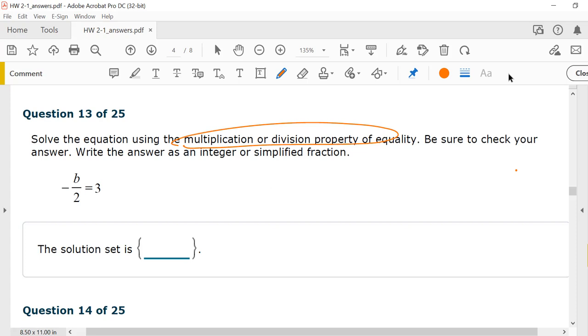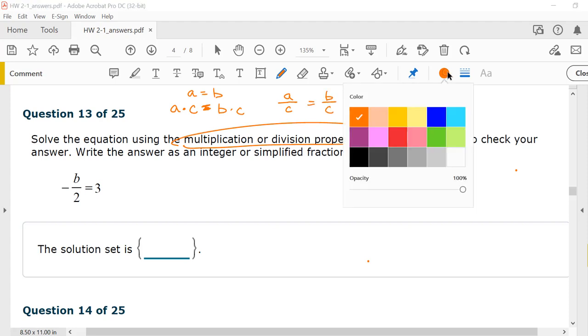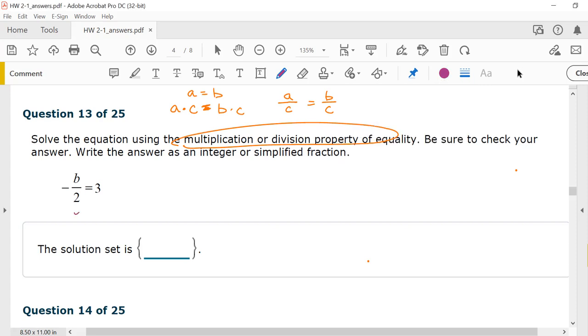property of equality says if A equals B, then if you multiply both sides by the same number, so let's say A times C and B times C, the equality is preserved. In other words, those two sides are still equal to each other. And you also know that if you divide by the same number, A over C will still equal B over C. Something I want to call your attention to before we do this problem, negative B over 2.